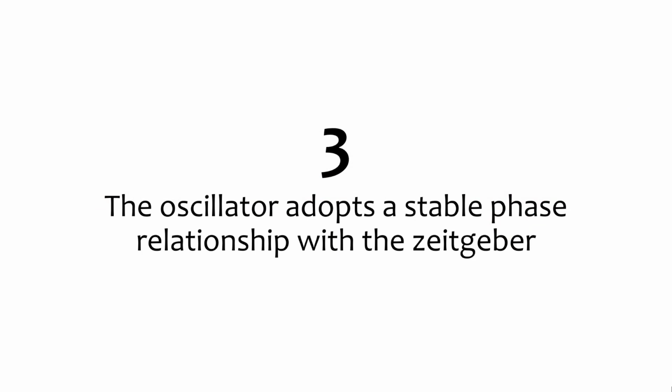Property 3. The oscillator adopts a stable phase relationship with the zeitgeber, meaning that when the timing of the zeitgeber changes, the oscillator readily realigns to the new schedule and maintains the same phase angle of entrainment.